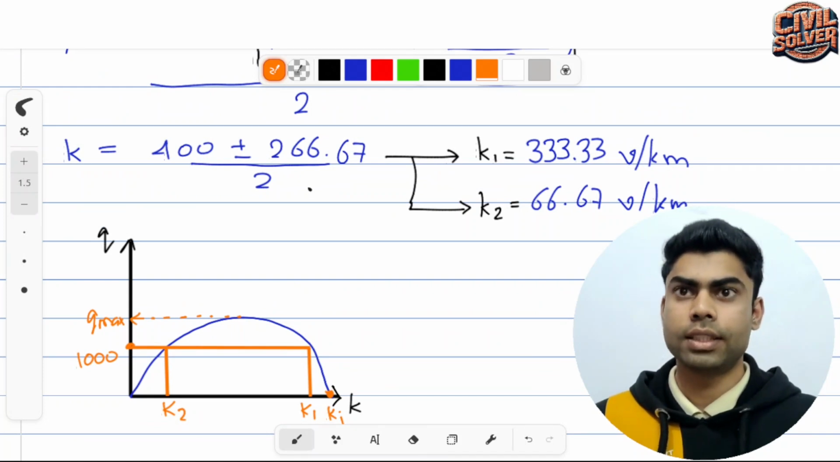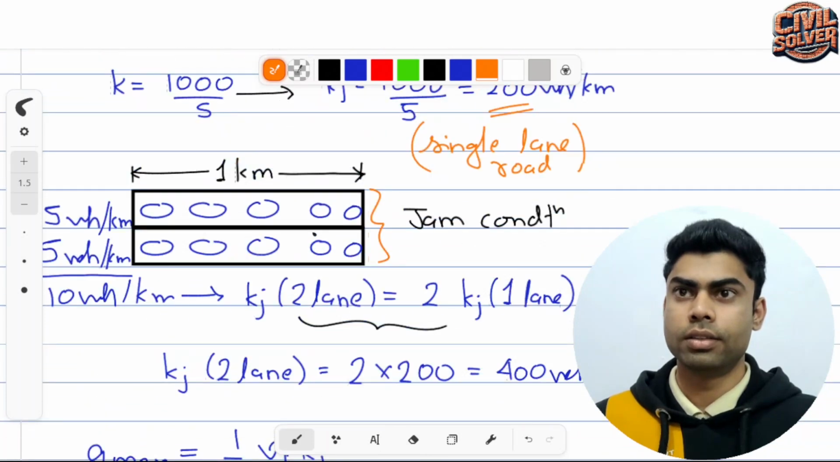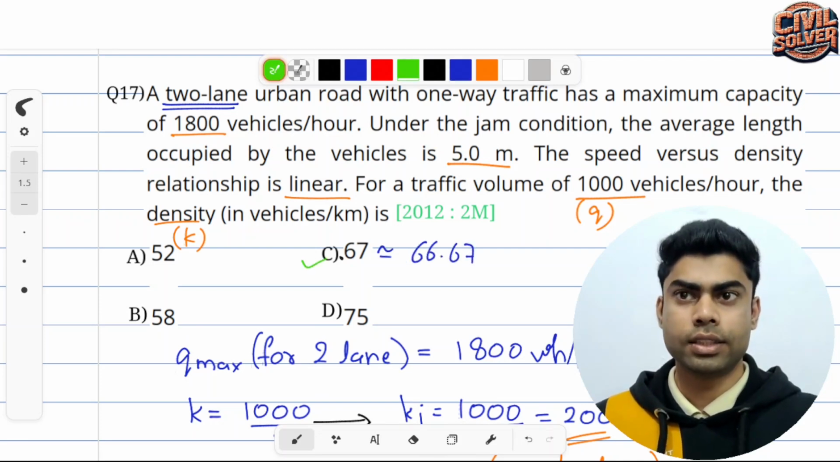Both these densities are correct, but let us see what the options are provided. So in the option, only 67 is provided. 67 is nothing but the round of 66.67. So the correct answer is 67. It was asked in 2012, 2 marks.